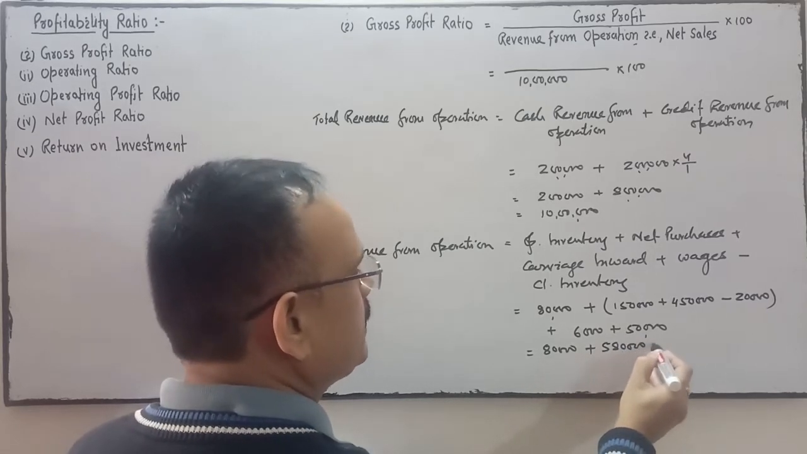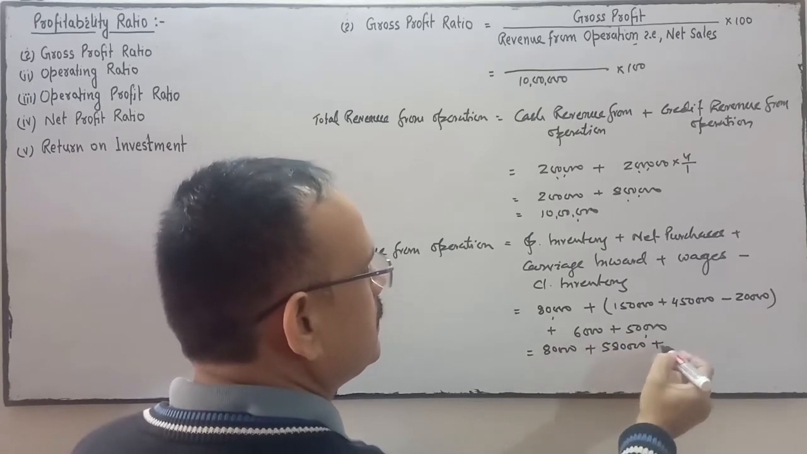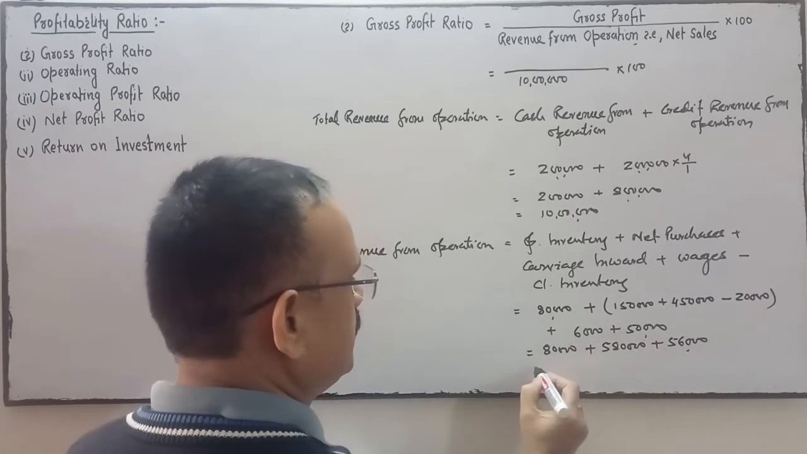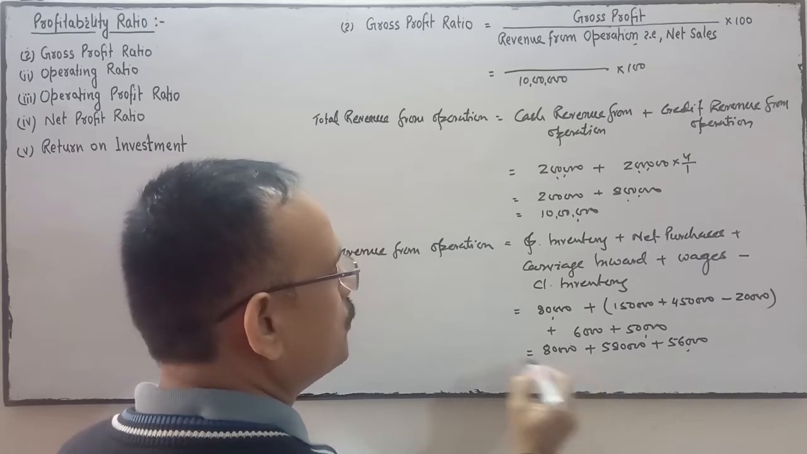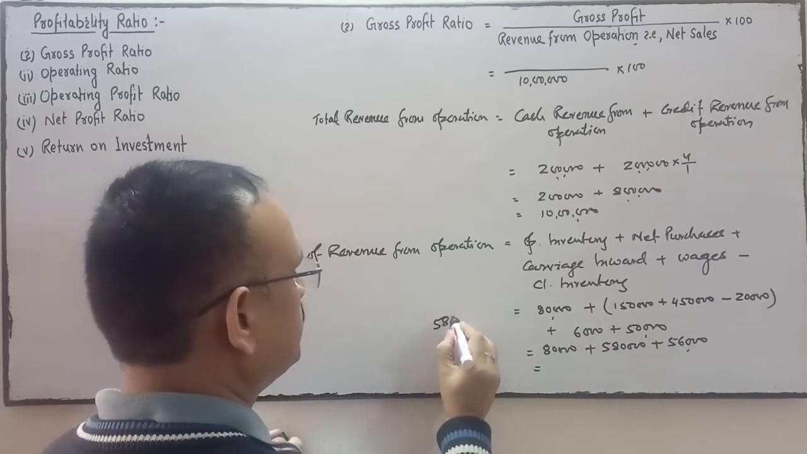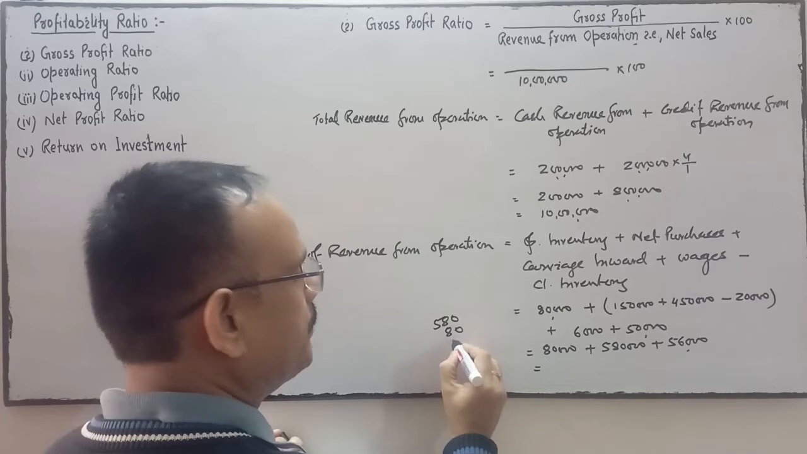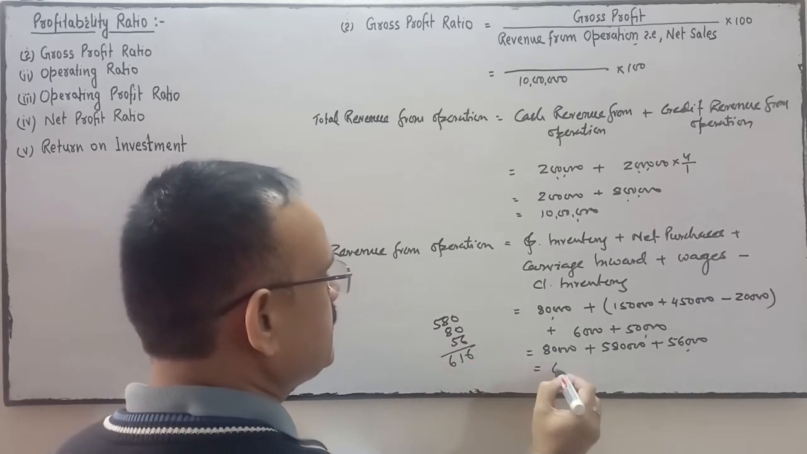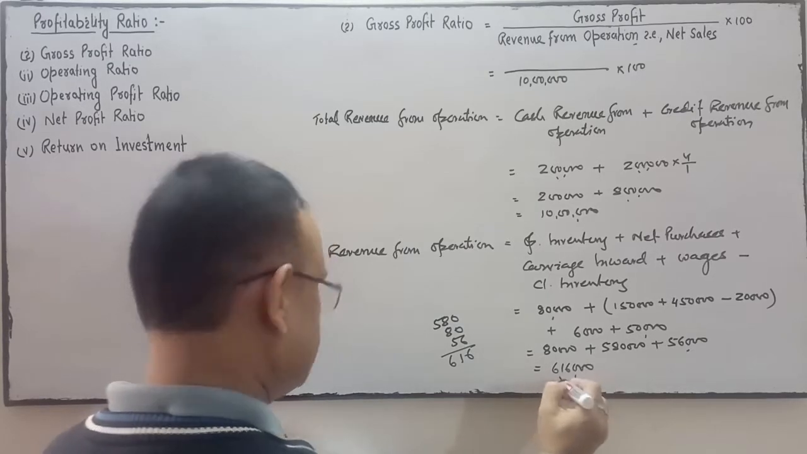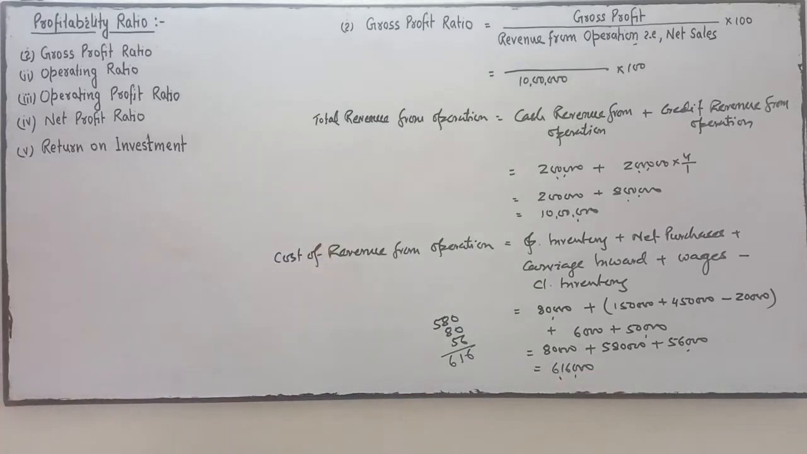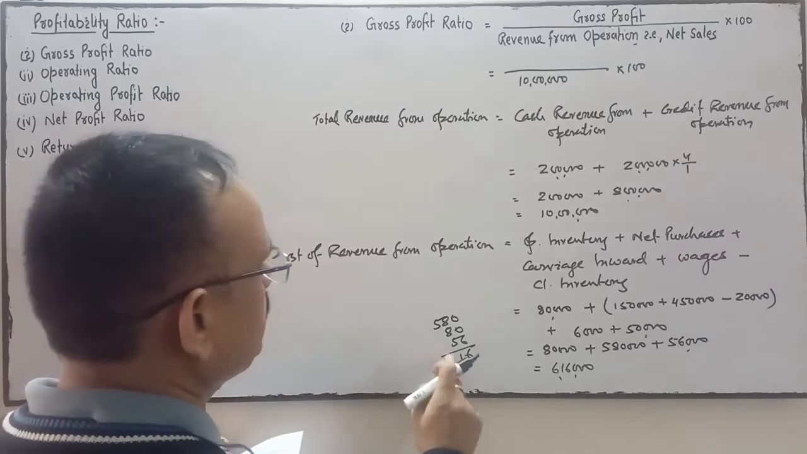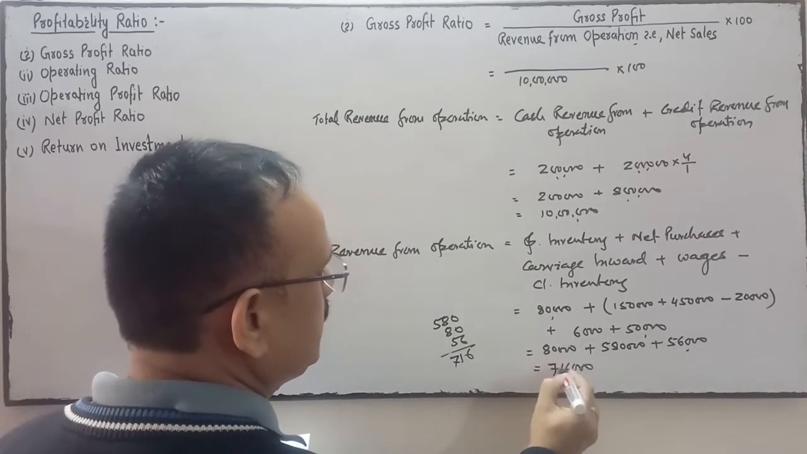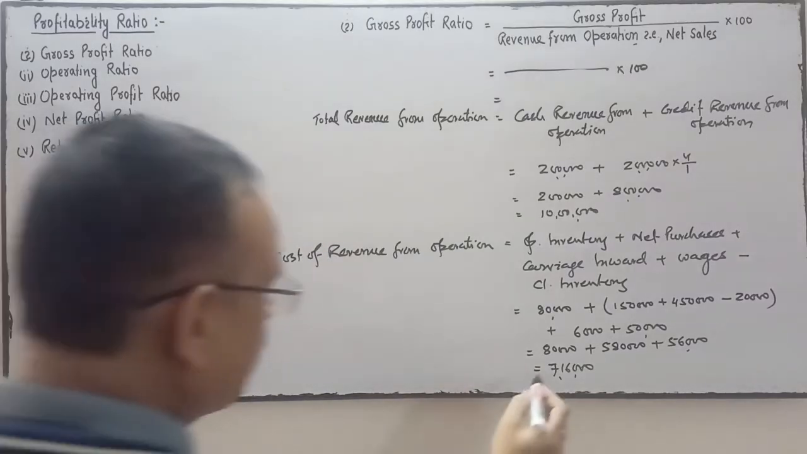is the net purchase, plus it is total 56,000. So now you do the total. 5,80,000 plus 80,000 plus 56,000, so it is 7,16,000. Sorry, 7,16,000. So cost of revenue is this much.